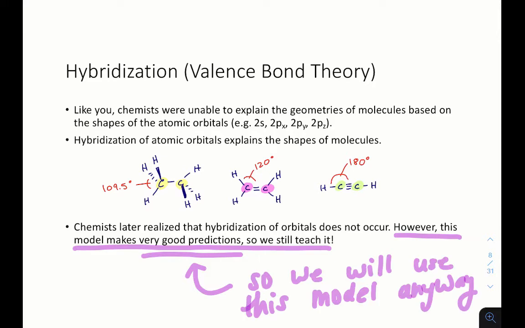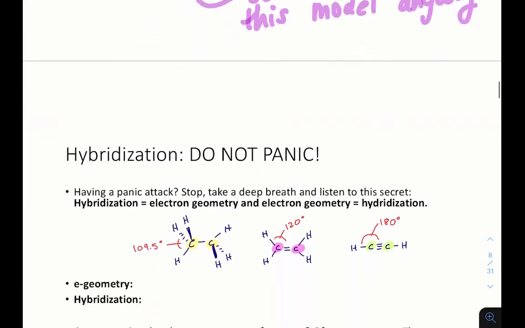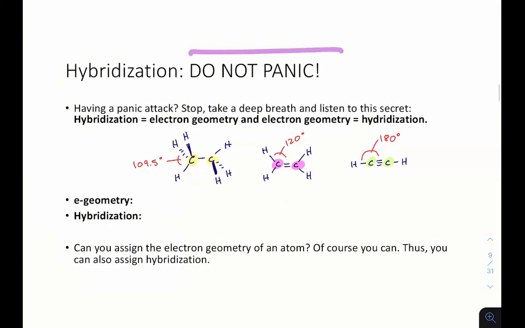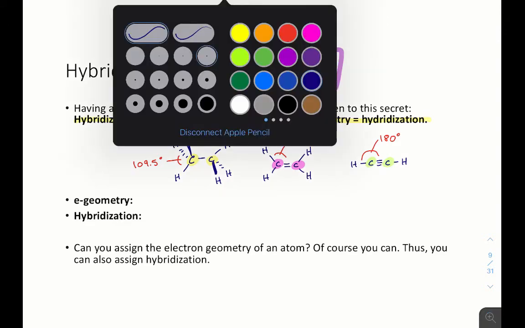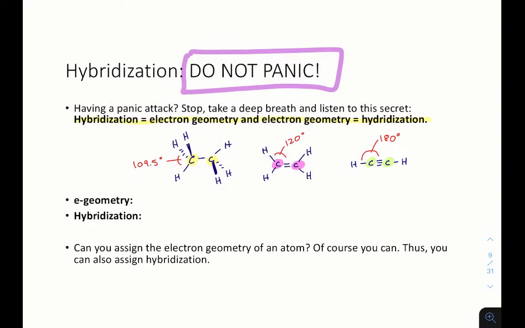Excellent. What is hybridization? Well, who's having a panic attack from general chemistry? Well, stop it. Do not panic. You don't have to panic. I'm going to tell you a secret, and this secret will calm all your fears here. So hybridization is the same as electron geometry, and electron geometry is the same as hybridization. Remember, hybridization is a model that explains geometry. Thus, the two things are correlated to one another.